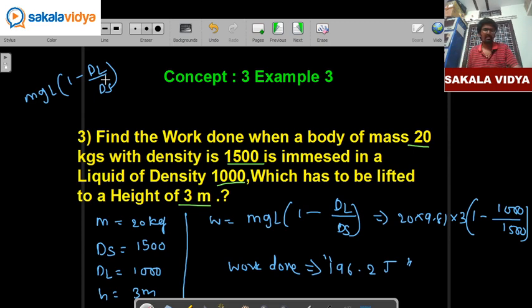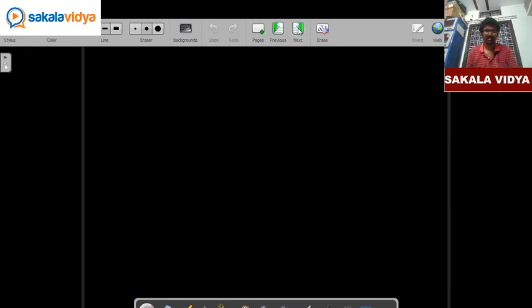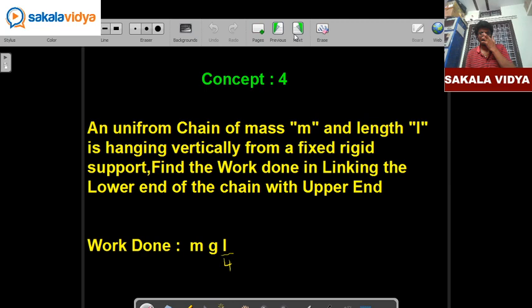Okay, now let us go for one more concept. Concept number 4. A uniform chain of mass m and length l is hanging vertically from a fixed rigid support. Find the work done in linking the lower end of the chain with the upper end. So work done will be mg into l by 4.